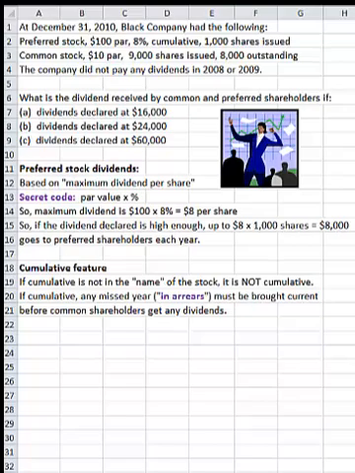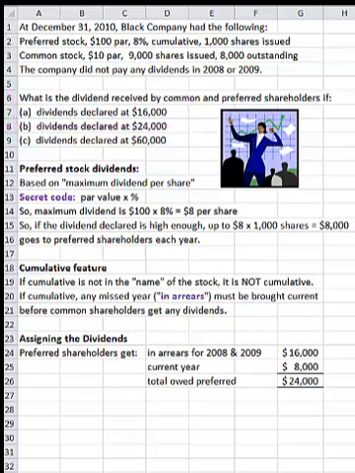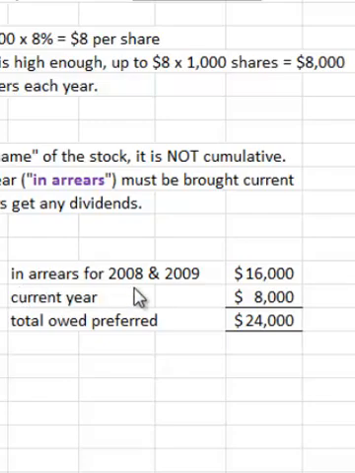Let's see how this would work if the dividends declared, as in A up here, were 16,000. So since it's a cumulative stock and they tell us that we didn't pay any dividends in 08 or 09, so we missed 2 years. So we have 2 years in arrears, so we have to pay the 8,000 a year, that's their maximum dividend per year, for 2008 and 2009, that's 16,000. We've got to pay for the current year, 2010, and so we owe the preferred shareholders 24,000.